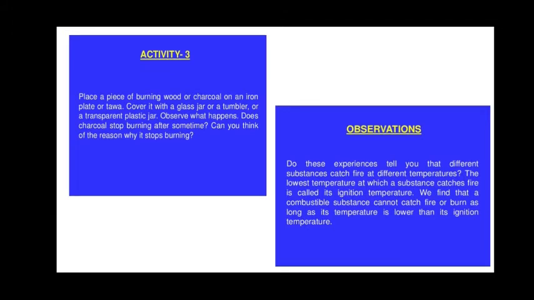So next we can do one more activity where we take a piece of burning wood or charcoal and keep it on an iron plate or iron tawa. Cover it with a glass jar or a tumbler or any transparent plastic jar, but be careful while using the plastic jar, as it may start melting if it has a little contact with the burning wood or charcoal. Observe what happens. Does the charcoal stop burning after some time?